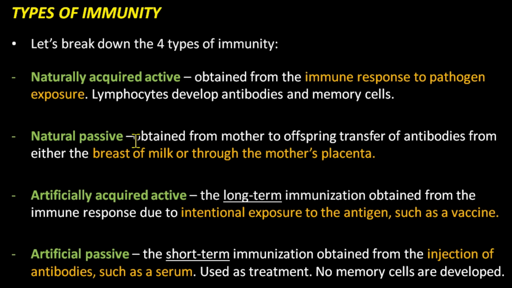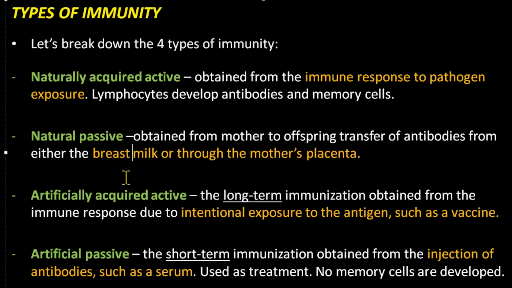Natural passive immunity occurs due to a transfer of antibodies from mother to offspring, whether it's fetus or baby. So this could be either through the breast milk or through the mother's placenta.